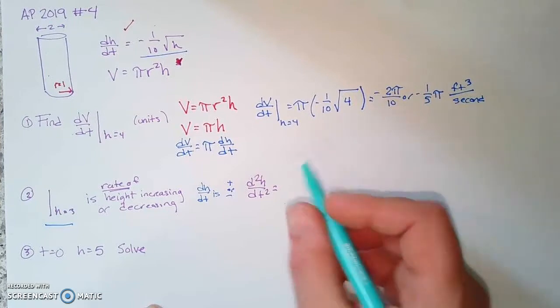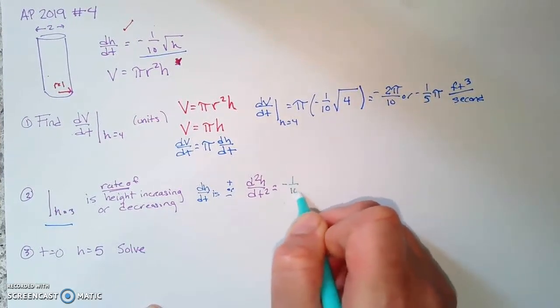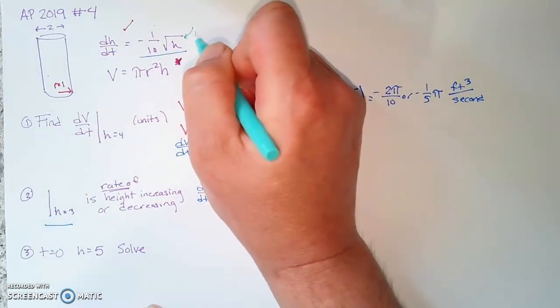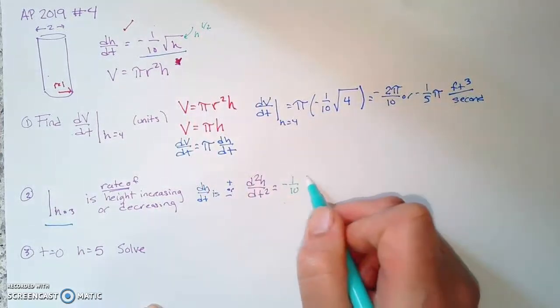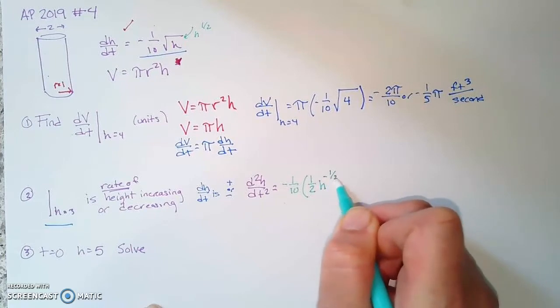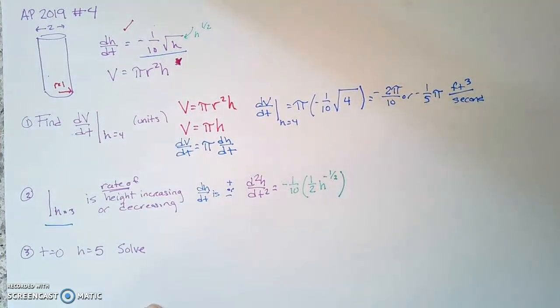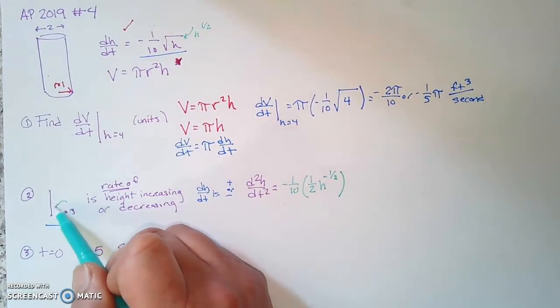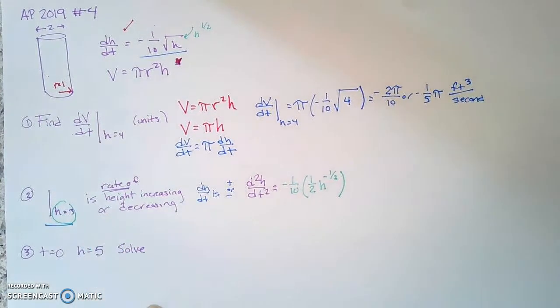So it's going to be negative 1/10. And I'm going to, in my mind, convert this to h to the 1/2 power. So that would be 1/2 h to the negative 1/2 power. And I want to know what's happening when h equals 3. What's happening to dH/dt when h equals 3?